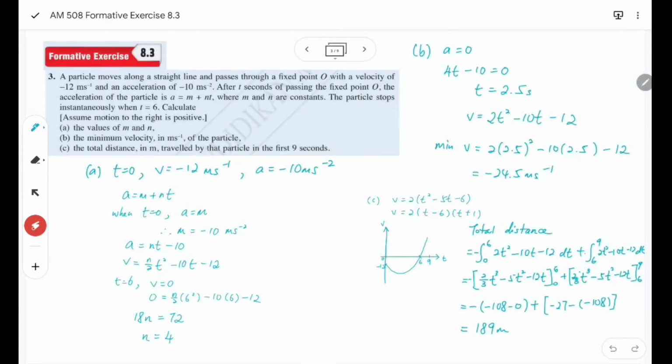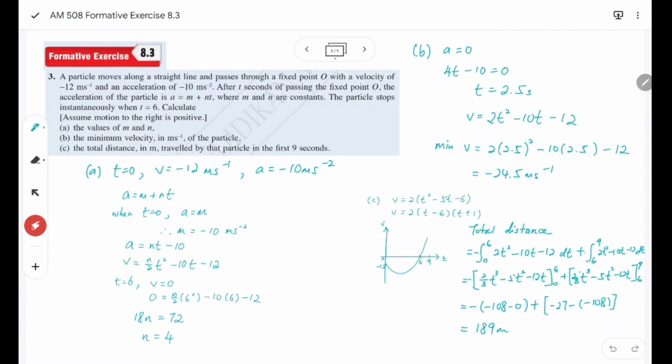Question number 3. A particle moves along a straight line and passes through a fixed point O with a velocity of negative 12 meter per second and an acceleration of negative 10 meter per second squared. After t seconds of passing through the fixed point O, the acceleration of the particle is a equals to m plus nt, where m and n are constants. The particle stops instantaneously when t equals to 6. Calculate. Assume the motion to the right is positive.